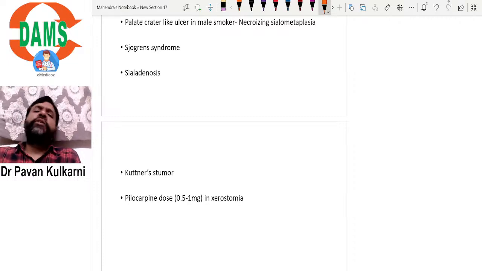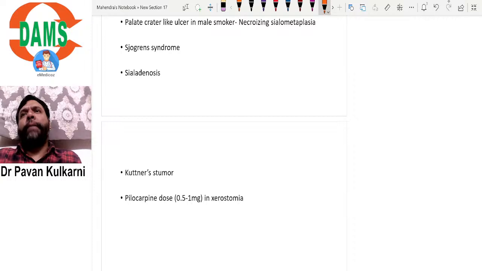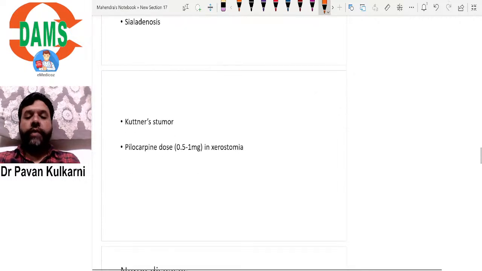Again, they'll ask you about pilocarpine, very frequently used for the treatment of xerostomia. In Sjogren syndrome and all, you give this pilocarpine to treat xerostomia. You usually give it in the dosage of 0.5 to 1 milligram. Again, that is a very frequently asked topic in salivary glands.